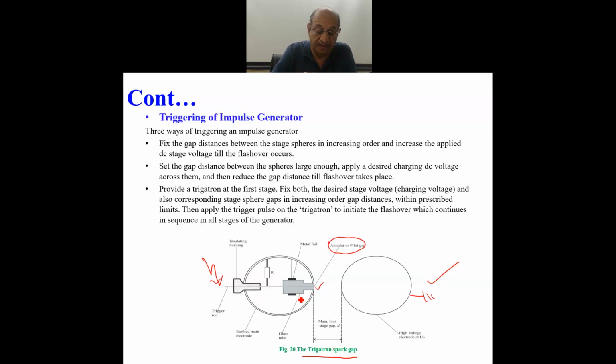other, with the help of a bushing, you put a rod, the trigger rod, a metallic rod. This is a bushing, as you can see, through the hollow sphere, reaching up to the annular gap. And this rod is connected to the sphere over a high resistor.